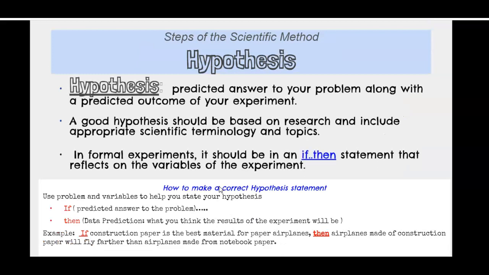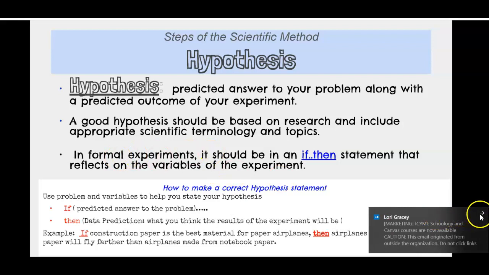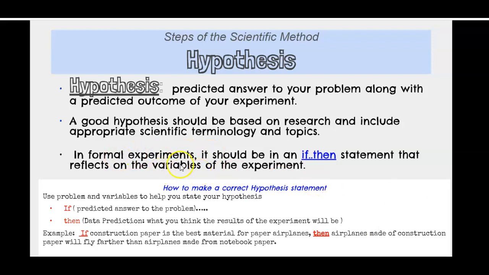So a hypothesis is a predicted answer to your problem along with the predicted outcome of your experiment. A good hypothesis should be based on research and include appropriate scientific terminology, and in formal experiments, it should be an if-then statement that reflects on variables. And so down here, this is a quick hit on how to make a correct hypothesis. You're going to need this when you do your experiment later on next week.